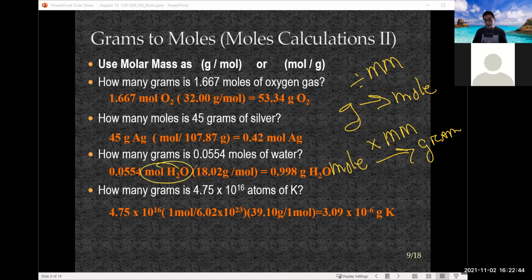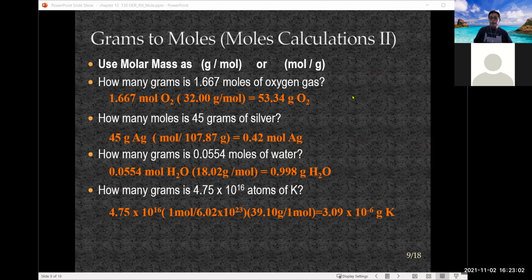So we have moles of water, we needed to go to grams of water. Guess what? We multiply by the molar mass. Here we had grams of silver. We needed to get to moles of silver. Guess what we did? We divided by the molar mass, okay? All right, so much for that.